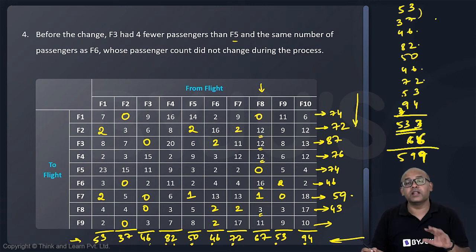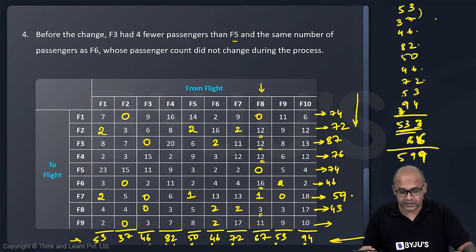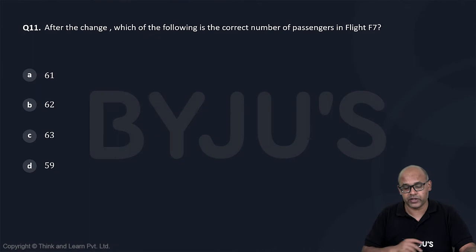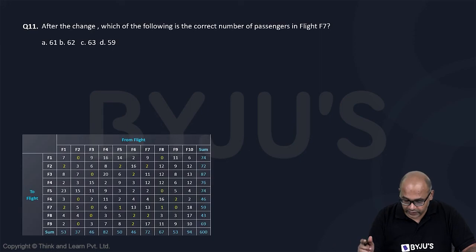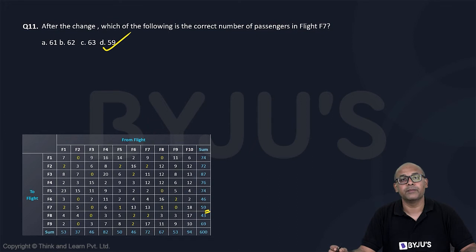So once this is done, then the remaining questions can be answered easily. Let's go ahead and take a look at the first question. After this change, which of the following is the correct number of passengers in flight F7? So you just need to look at the total of F7. You can see F7 total is 59. So that is option D.